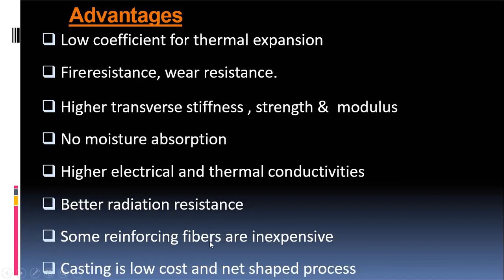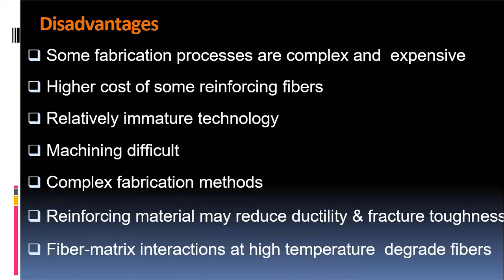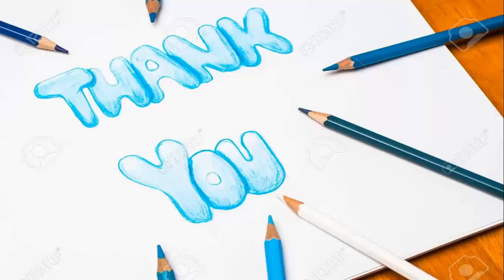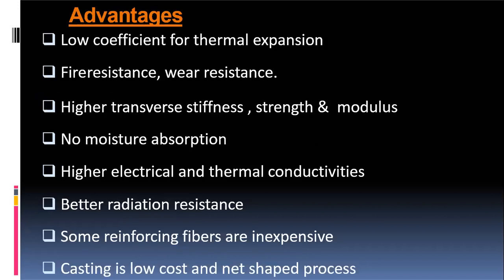And next one is that some reinforcing fibers are inexpensive. Due to the whiskers or powder we are adding as the reinforcement, they are very inexpensive. So they are very cheap compared to the other fibers. Next one is that casting is low cost and a net shaped process. The process used for metal matrix composites is casting, and it is very low in cost, and these are net shaped processes. So these are all the different advantages of the metal matrix composites.